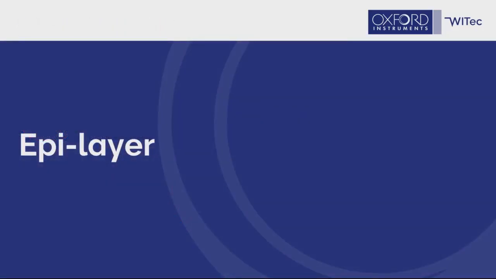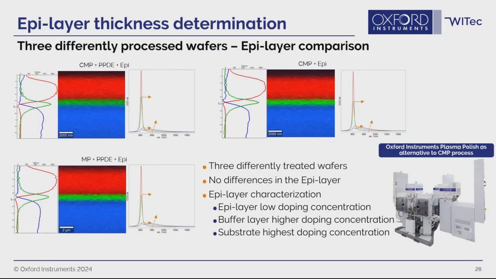The next important part in the quality assessment for silicon carbide wafers is the epitaxy layer. In this part, I will talk about the doping changes between the different layers and the layer thicknesses. In this example, I compared 3 differently processed wafers. This was done with Oxford Instruments plasma technology, which processed some of the wafers.